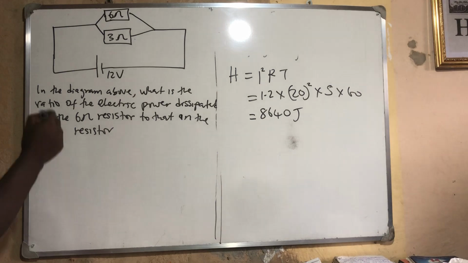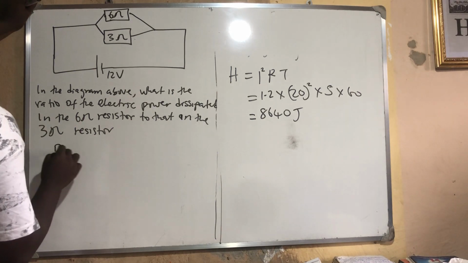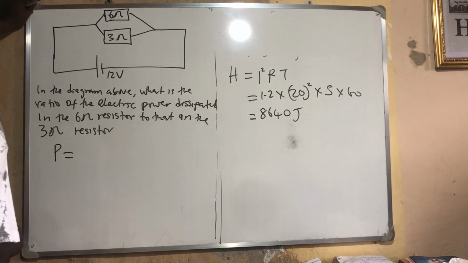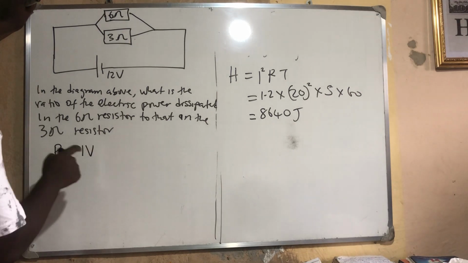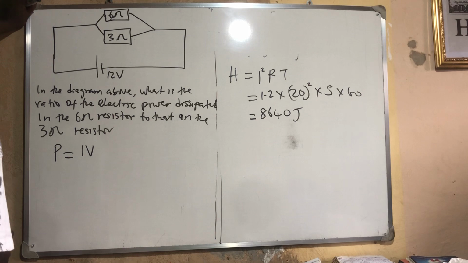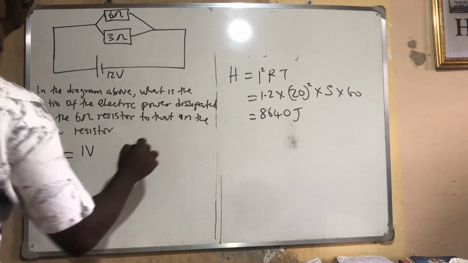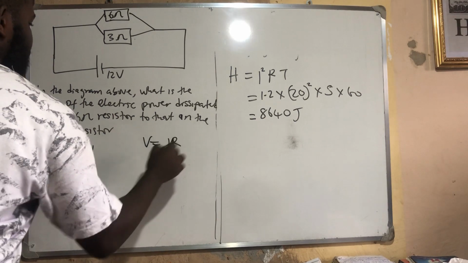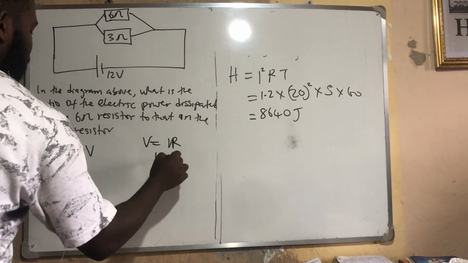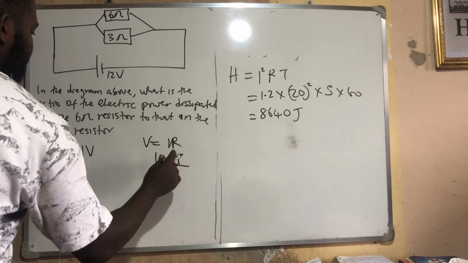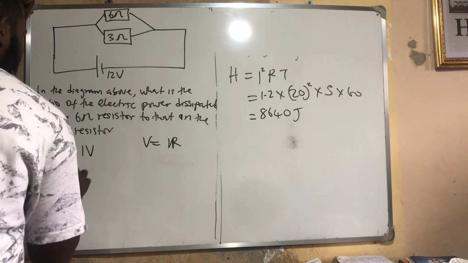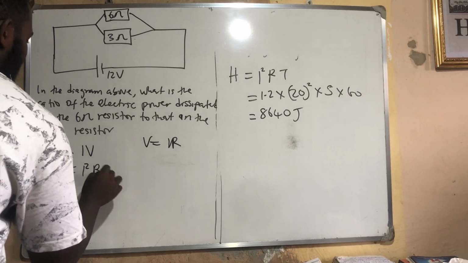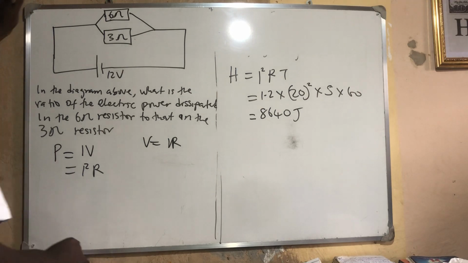You should know that power is the same. Power is equal to IV. But I don't want to use V, I want to use R. I know that V is equal to IR. So if I put it here, I have I squared R.